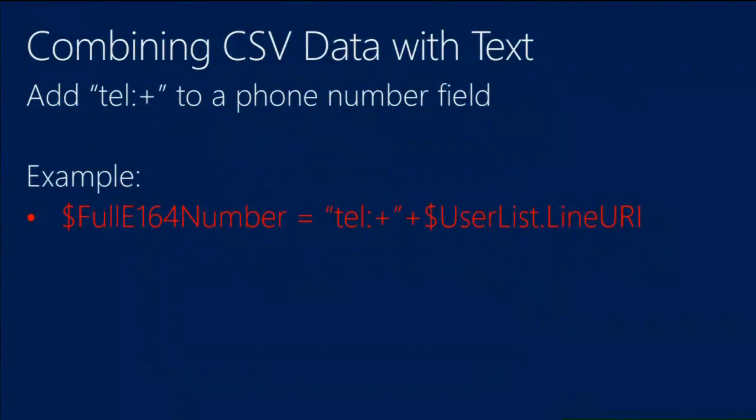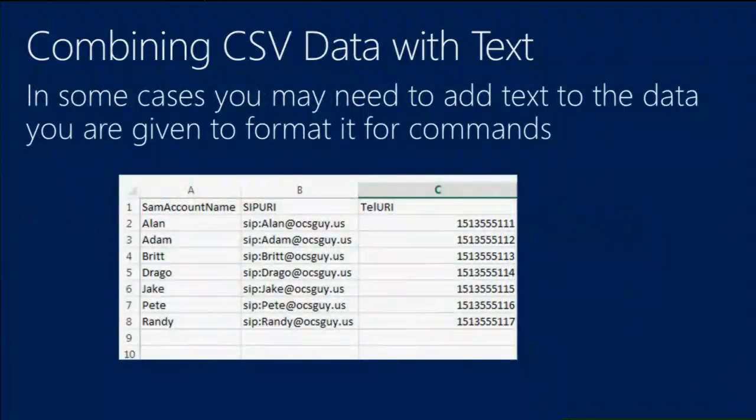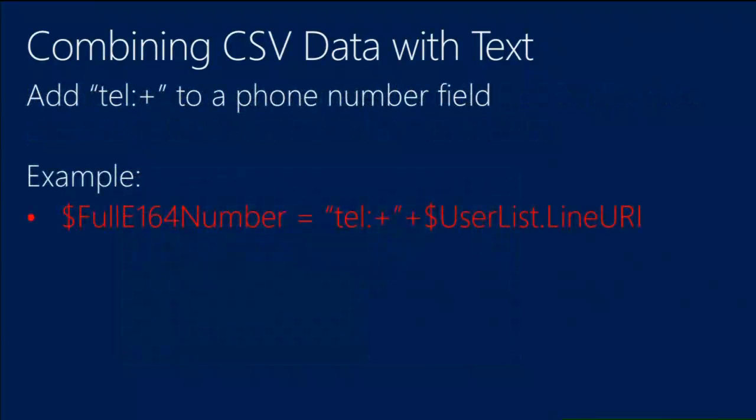So just an example here: the phone numbers are on the previous screen. You can see I'm missing the plus for the full E164 format, and also the tel: that we need for specifying the line URI within Lync. So what we can do is simply create a new variable, which we've called here full E164 number. Then all we need to do is put the tel: and the plus in speech marks, and then add it on the front of the input that we had before.